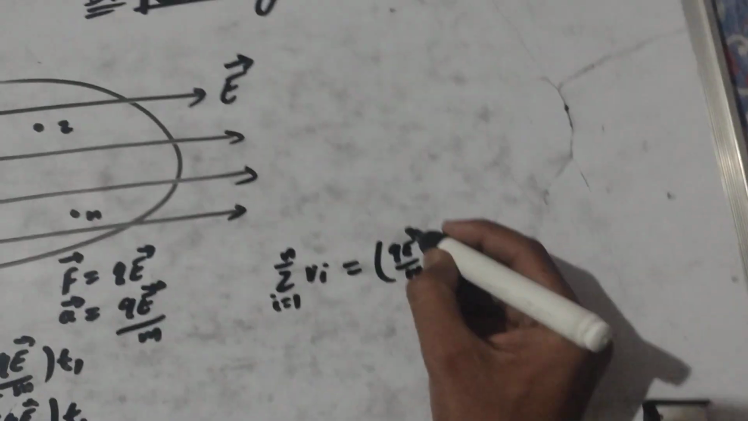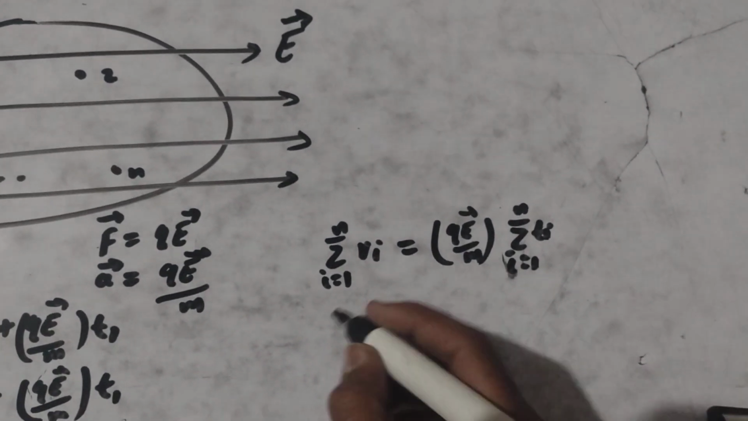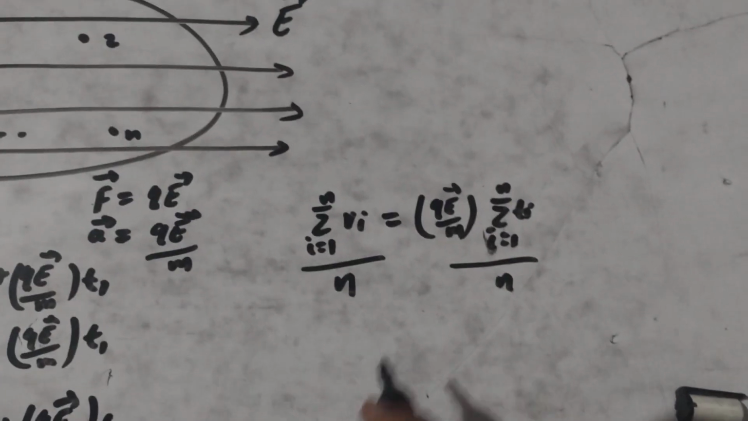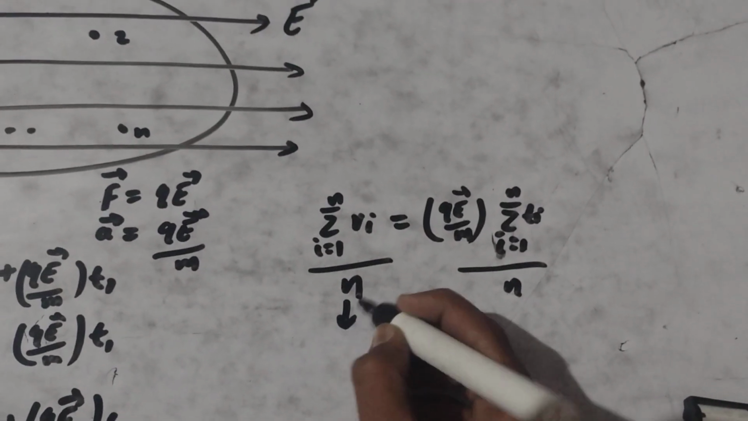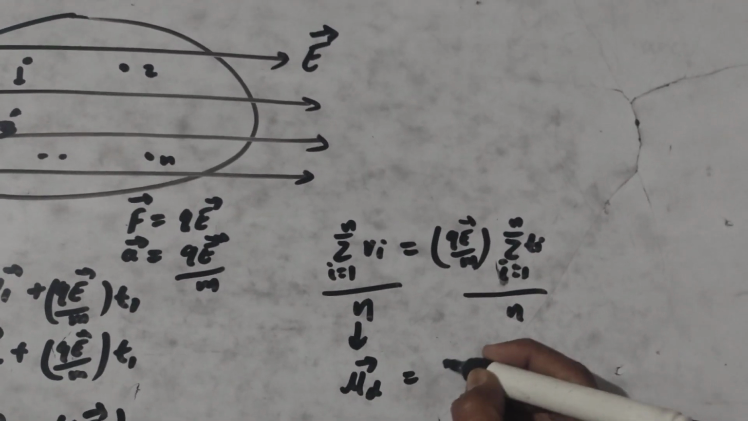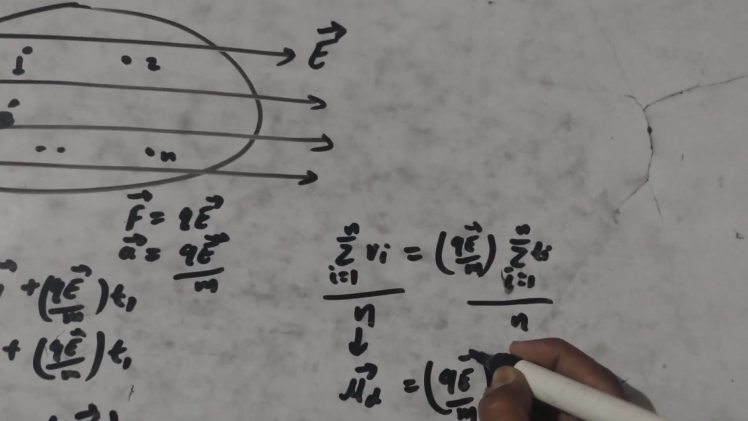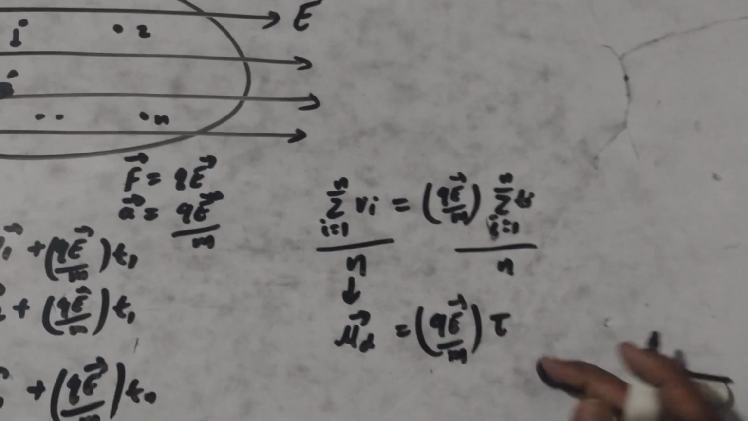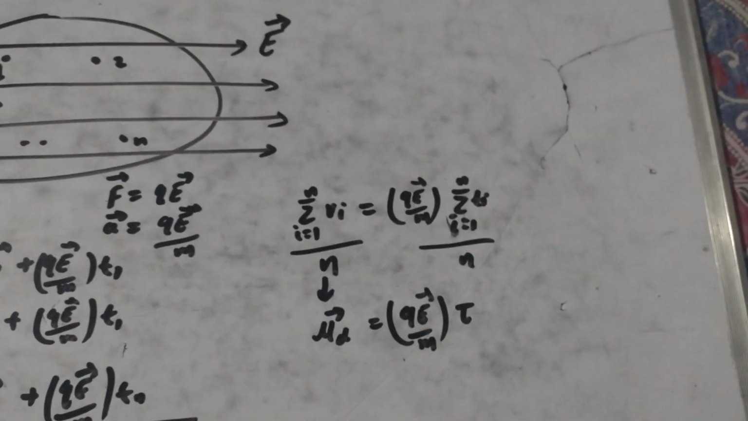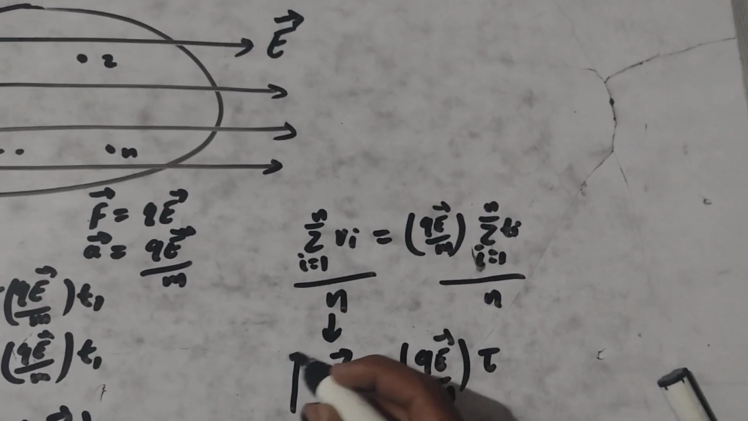That is the thing. Now this is for every individual particle. If we divide it by the number of particles, we get an average, and this term is what we call drift velocity. It becomes QE by m, and here we define a new term called tau, which is the effective time of collision between two particles.